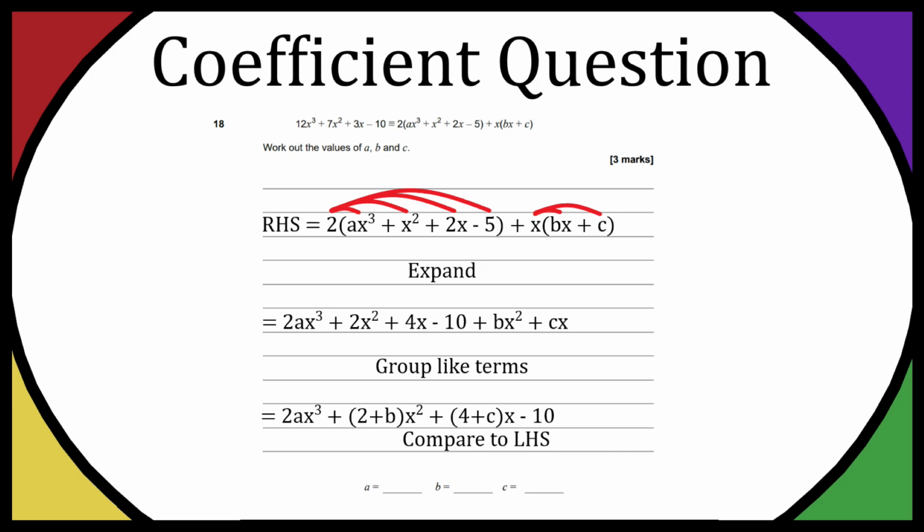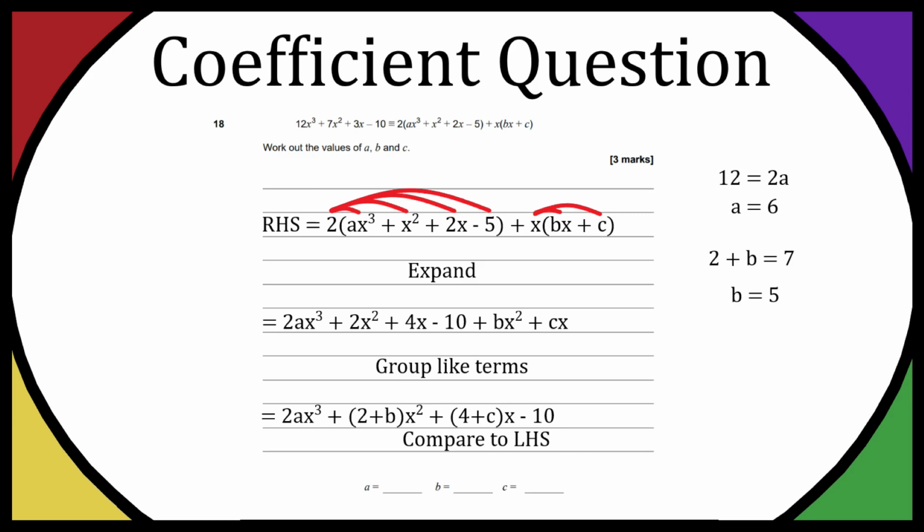So for example, with the 2ax cubed, we know on our left-hand side we have 12x cubed. So that means this 2a must be equal to 12, because x cubed and x cubed are the same. So if we want to make this equation work, we want to put 2a equal to 12. We can do that on the side here. 12 is equal to 2a, so a is going to be equal to 6. Next up, we have 2 plus b as a coefficient of x squared. Now 7 is on the left-hand side, so 7 is going to be equal to 2 plus b, where rearranging that, we get b is equal to 5.